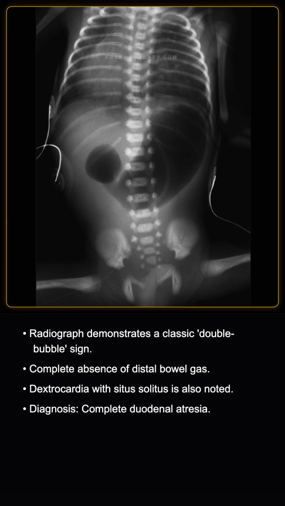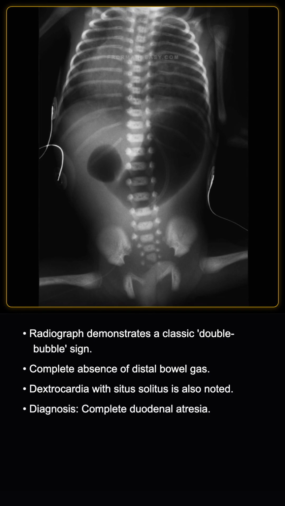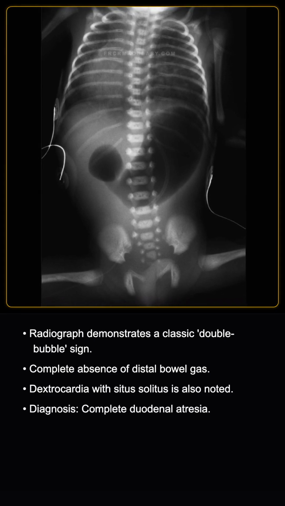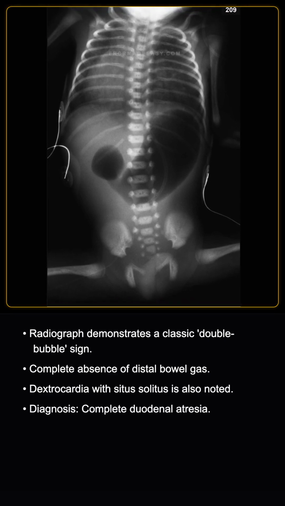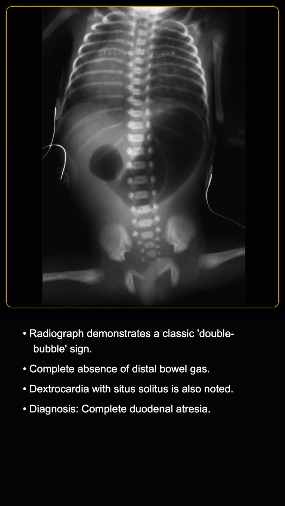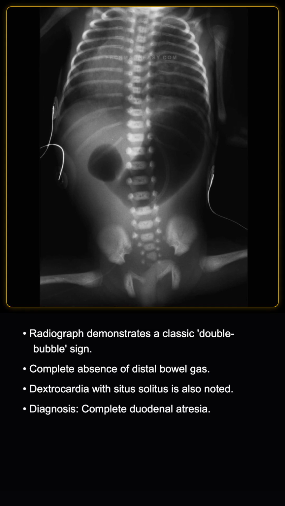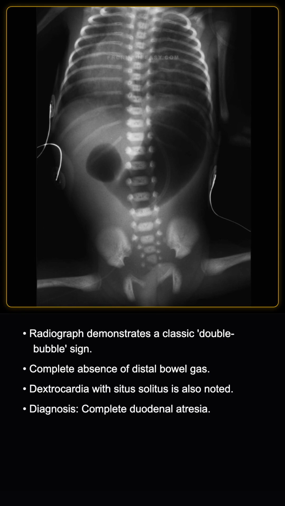Okay, looking at the images, this abdominal radiograph demonstrates a classic double bubble sign. The large, gas-filled bubble in the left upper quadrant represents the dilated stomach. The second, smaller bubble to the right represents the dilated proximal duodenum. Crucially, there is a complete absence of distal bowel gas throughout the rest of the abdomen.